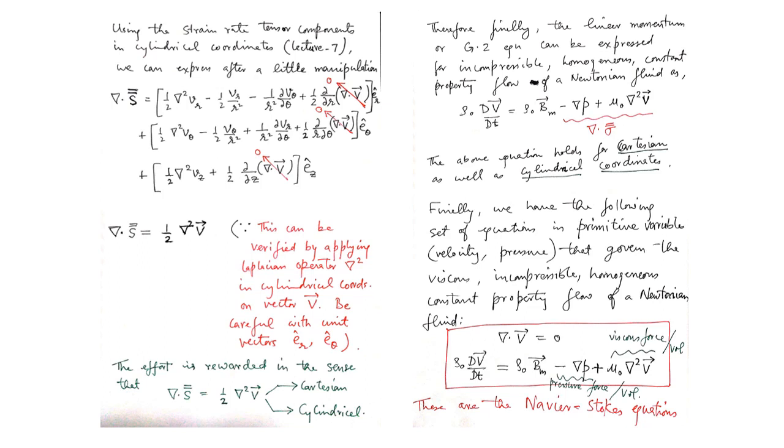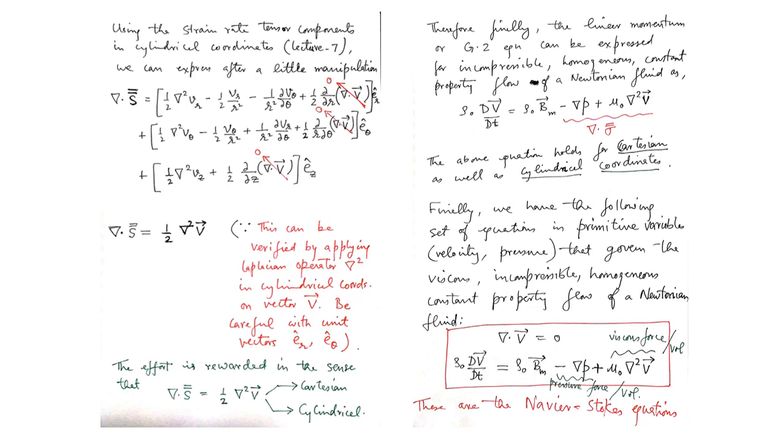So we have Laplacians of the various velocity components V_r, V_theta, V_z, of course with a half factor outside, and you have some extra terms only in the radial and theta components. The extra terms are also shown in this expression on the right.